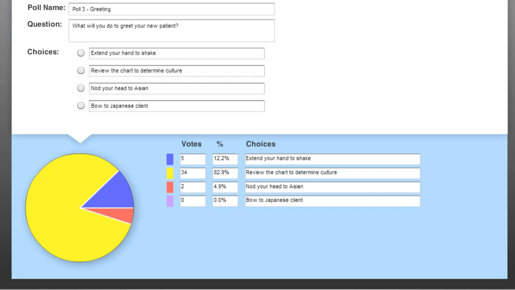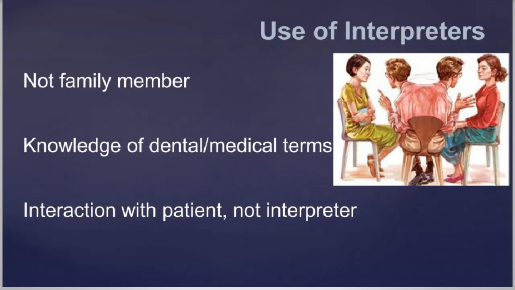You could see from this poll that you readily selected review the chart to determine culture. It is true in our U.S. populations we might extend our hand to shake. If we knew they were Asian, we might nod our head in acknowledgement. The Japanese client might bow. But one of the things to remember here is that in our data collection and our assessment, we should record some of these nuances so that we would know what the proper greeting was.